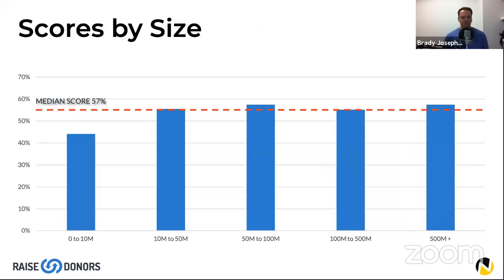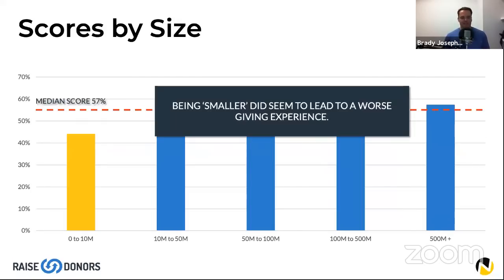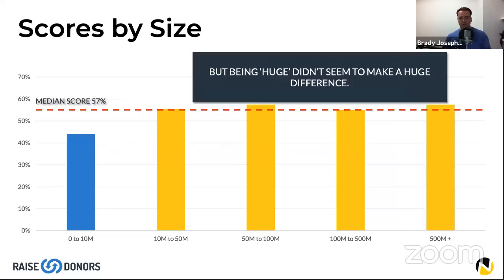have room to improve. And then looking by size, it does seem like smaller organizations do have a lot more areas to improve in compared to the large. But once you become a large organization, it doesn't really matter if you're medium to large to mega to huge or whatever the designation is.